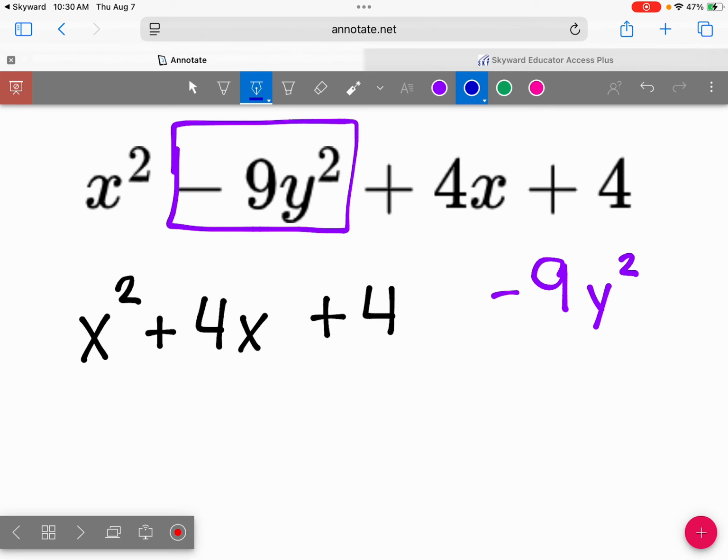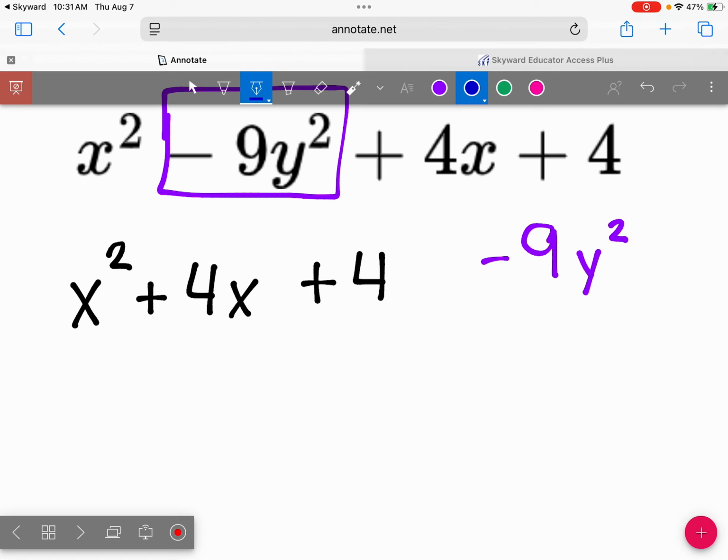That is the most crooked line I think I've ever written. That's okay. That's what happens when I don't have lines on the screen.